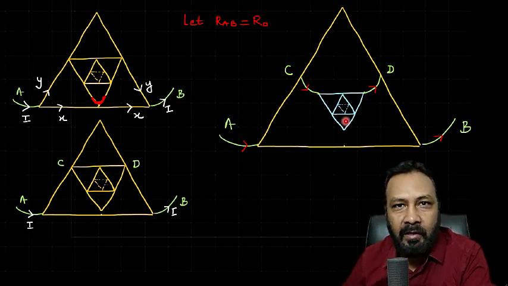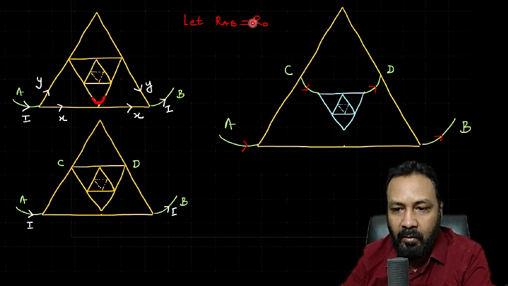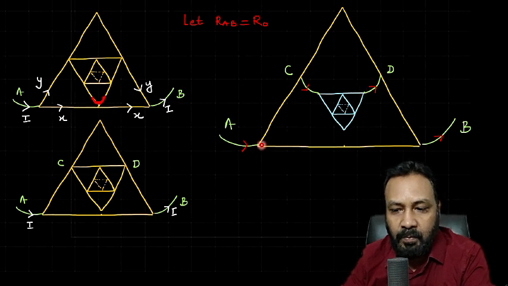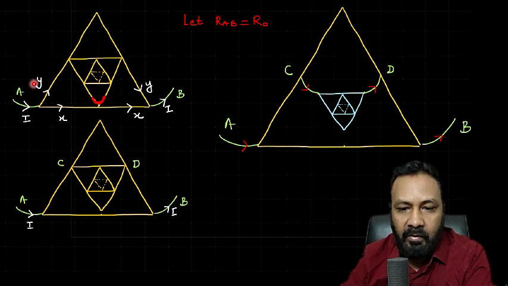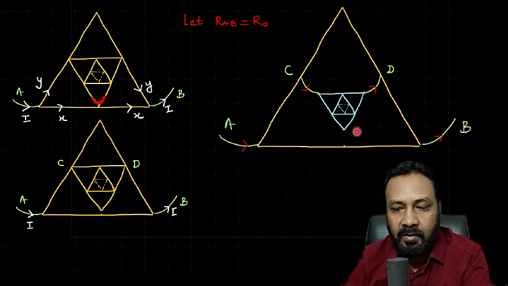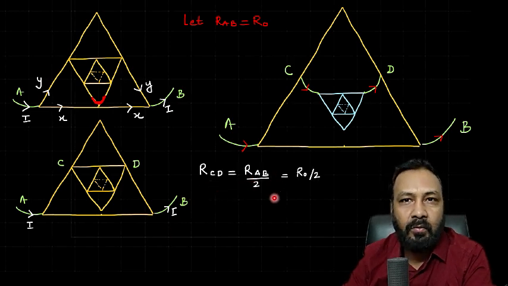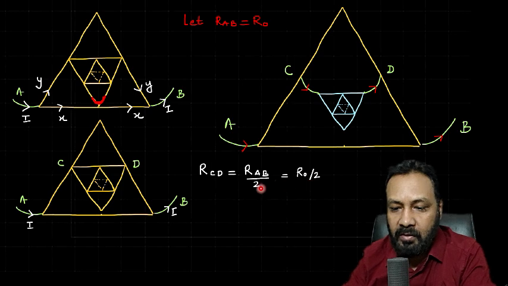But the resistance is directly proportional to the length. So if the equivalent resistance from A to B is R0, the equivalent resistance from C to D would be R0 by 2. For this part, whatever is the resistance, for this part the resistance is half, and for each one of the first bigger equilateral triangle, the corresponding resistance in the smaller would be half. So overall the equivalent resistance between C and D would be half of that between A and B. So I can write RCD is RAB by 2, and RAB we have assumed to be R0, so that is R0 by 2.